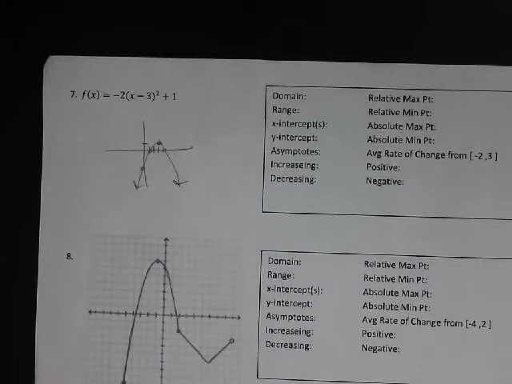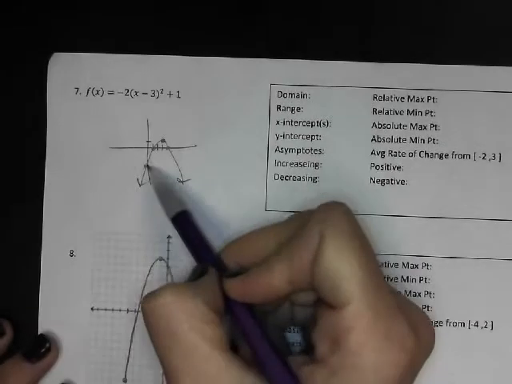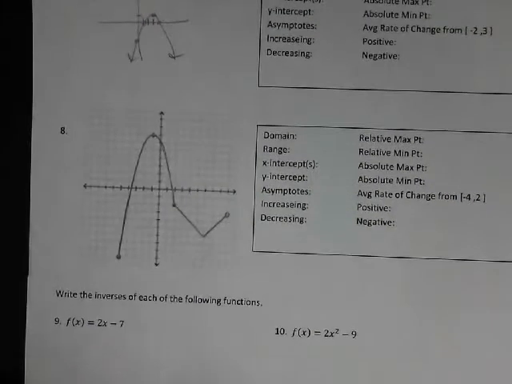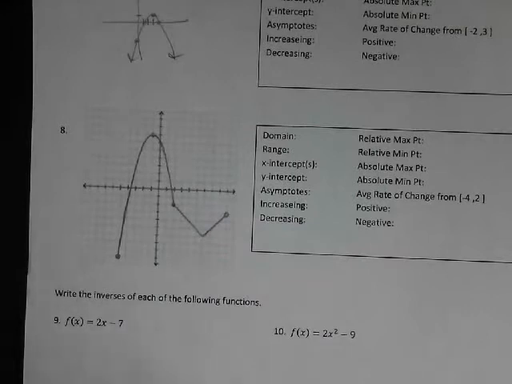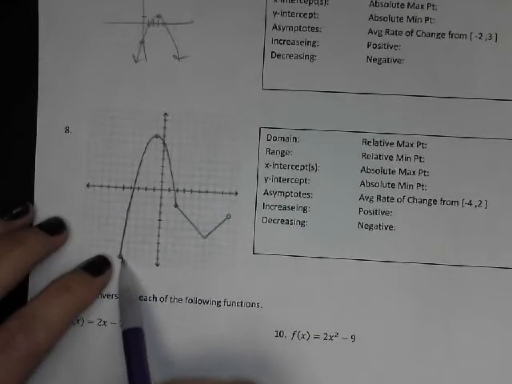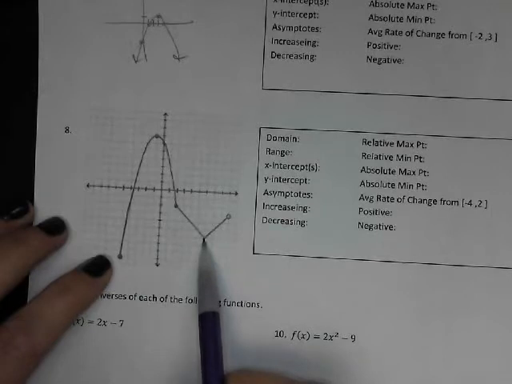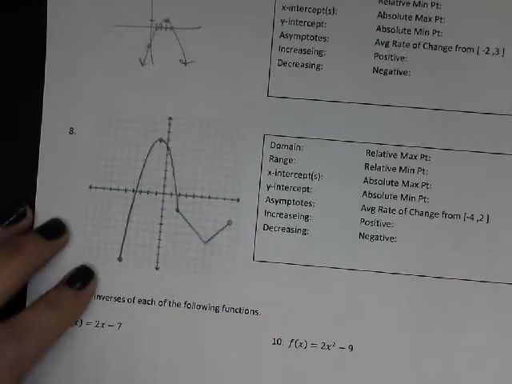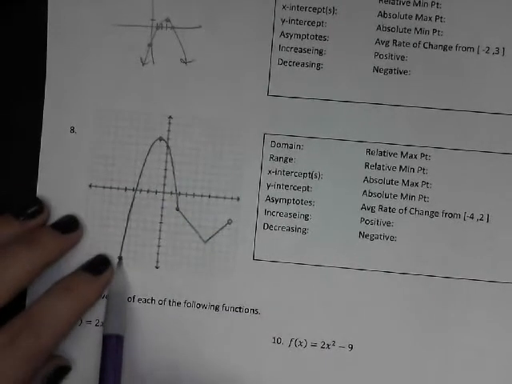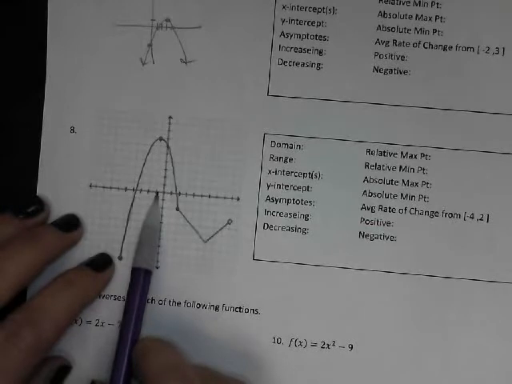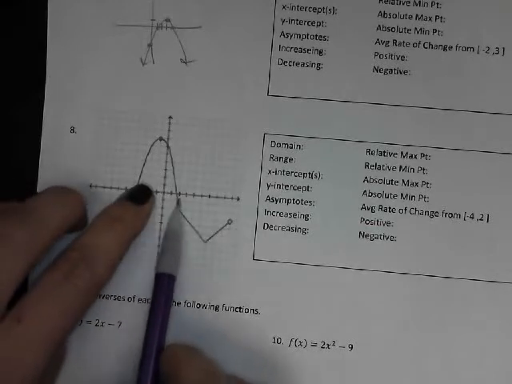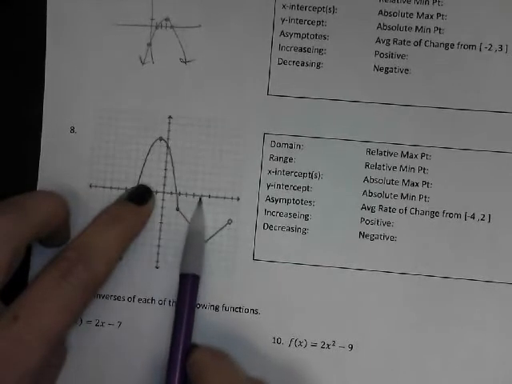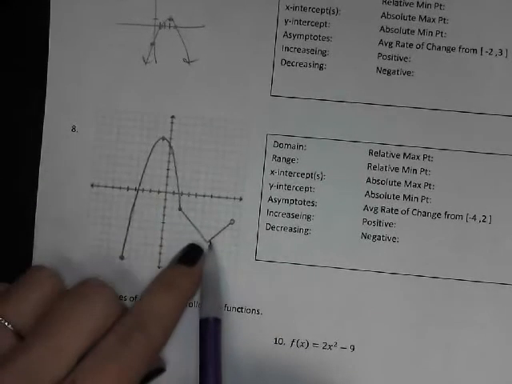I don't think there's anything else that's overly interesting on this one. Once you find your key points, then you can go through and answer all your questions. This one is, again, here's an absolute minimum, here's a relative minimum, here's an absolute maximum and the absolute minimum. We're increasing, starting here up until negative 1, then we decrease from negative 1, really we decrease all the way to here, which is 1, 2, 3, 4, 5, 6, then we increase again from 6 to the end.